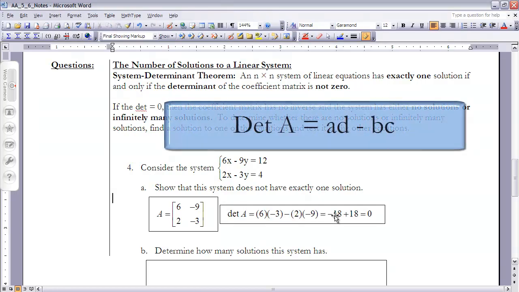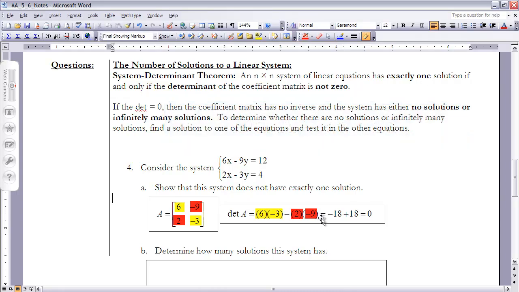Okay, so if I look at the determinant of A, I'm going to take 6 times -3, AD, minus BC, so minus 2 times -9, would be equal to -18 plus 18, which is equal to 0. And we know from the system determinant theorem that that means that there is not exactly one solution. So there's either 0 solutions or infinitely many solutions. Okay? So part B then says, determine how many solutions this system has.